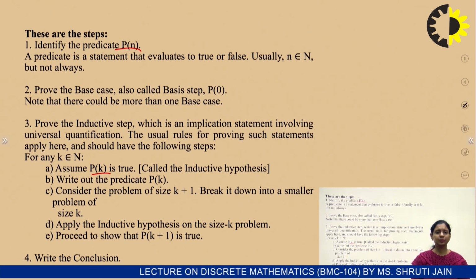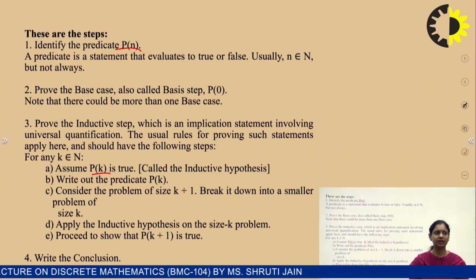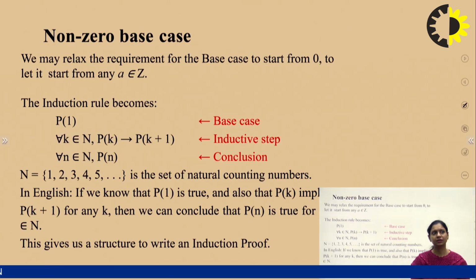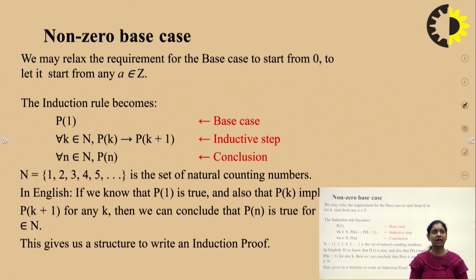Now we'll consider the problem of size k plus 1, and break it down into smaller problems of size k. We'll apply the inductive hypothesis of the size k problem that we already have, and we'll proceed to show that Pk plus 1 is true, and that would be the conclusion. If we have a non-zero base case, the base case would become P1, and all the rest will remain the same.